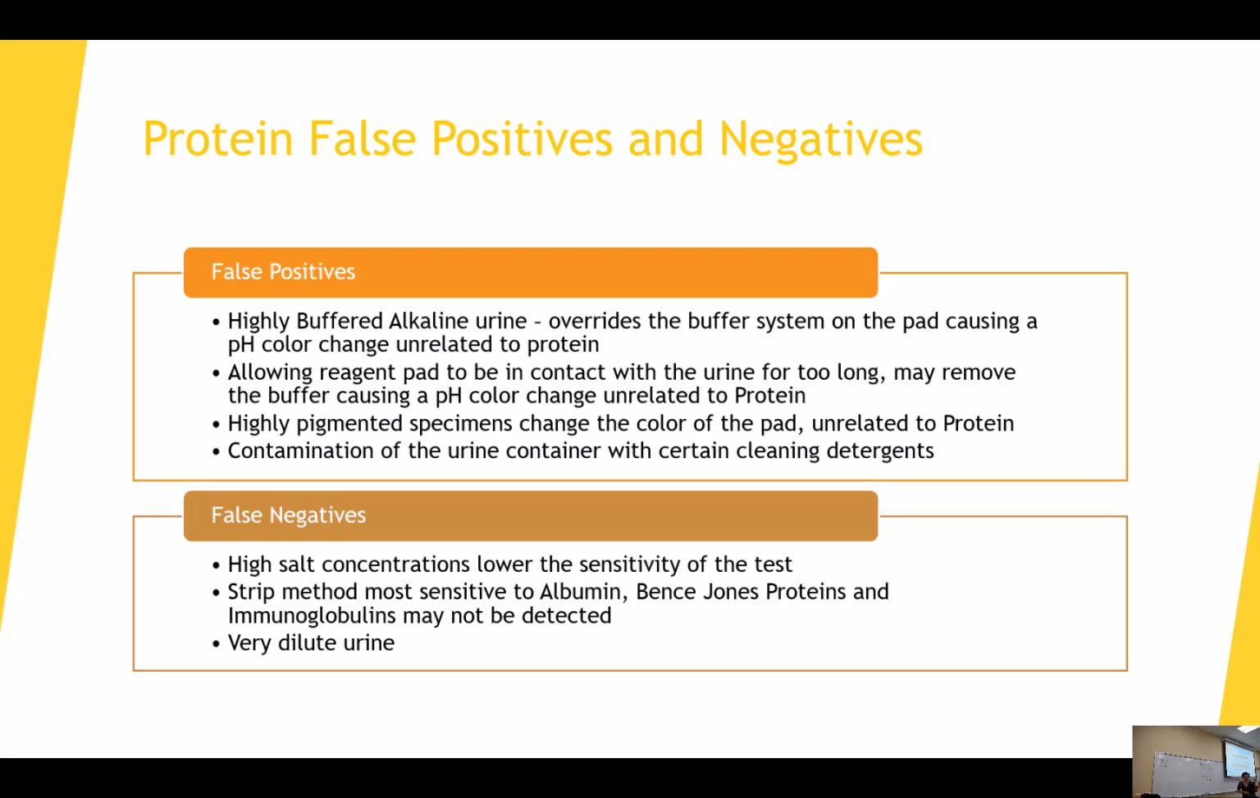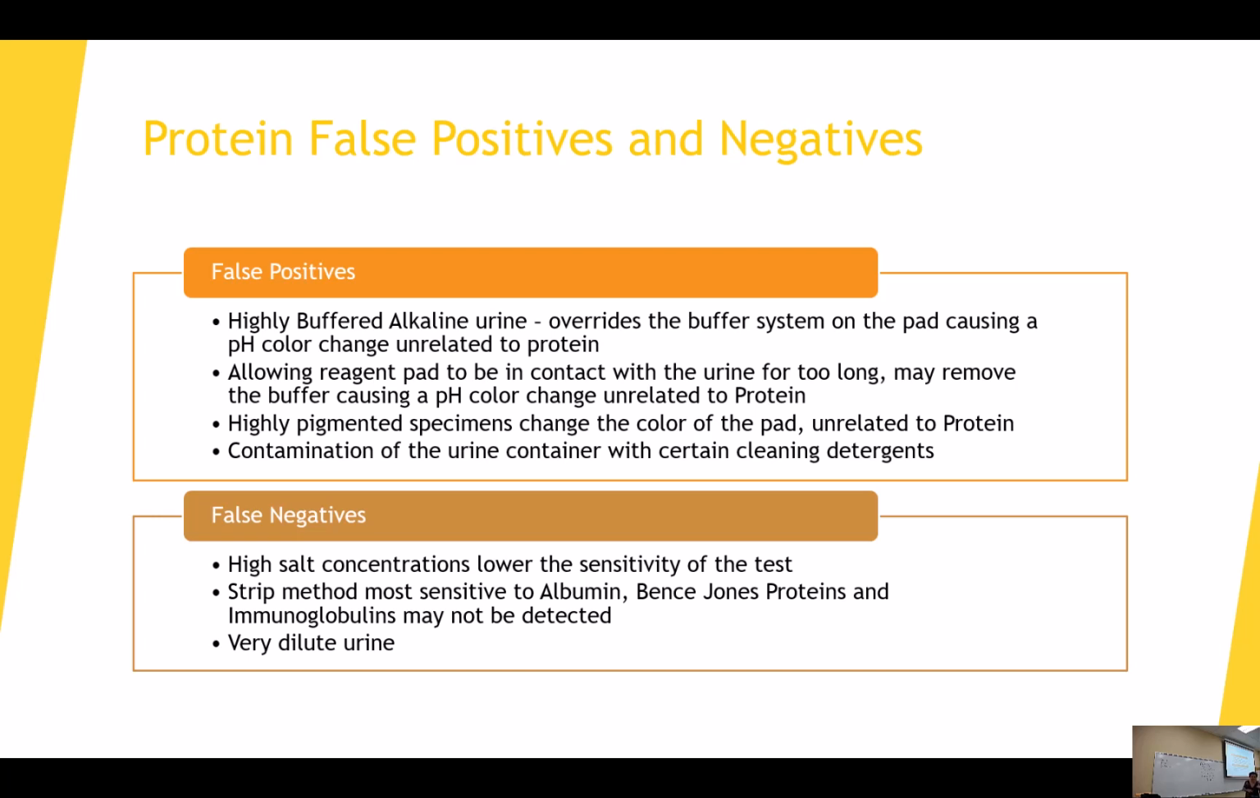And then contamination of the urine container with certain cleaning agents, bleach, oxidizing agents, things like that. Anytime you see bleach or cleaning agents, that is oftentimes going to cause false positives. So if you have a question on your boards about what causes a false positive and you can't remember, but bleach is one of your answers, it's going to be a good guess. On the other side, for false negatives, high salt concentrations are going to lower the sensitivity of the test.